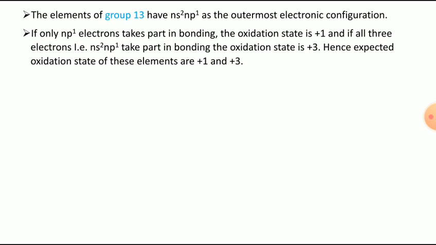Hence, expected oxidation states of these elements are +1 and +3. See, that means group 13 elements show only +1 and +3 oxidation states.